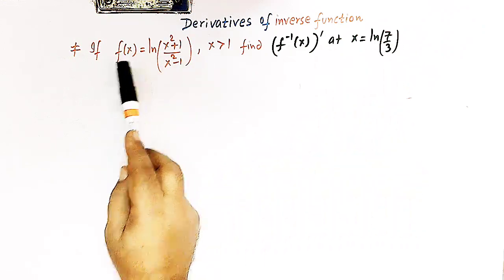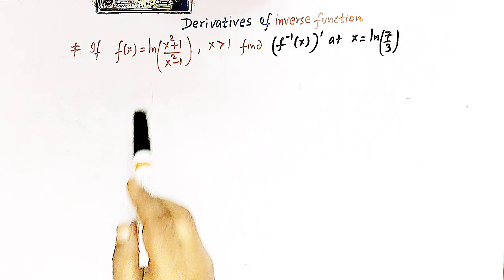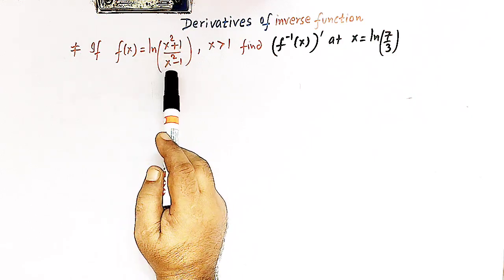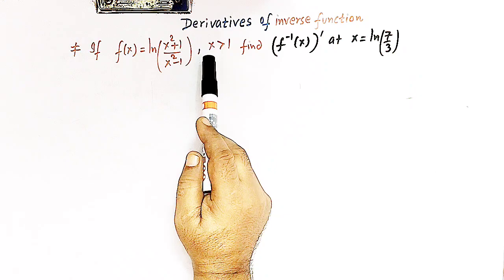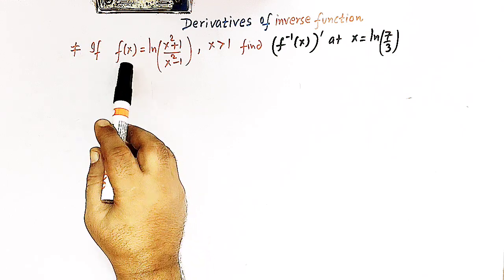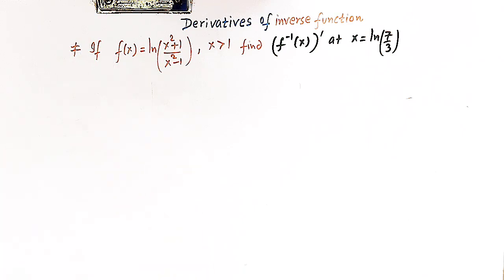So here we are given the function f of x, that is the natural log of (x square plus 1) divided by (x square minus 1) for all x greater than 1, right? So let us start, and let us first find out the inverse of this function f of x.